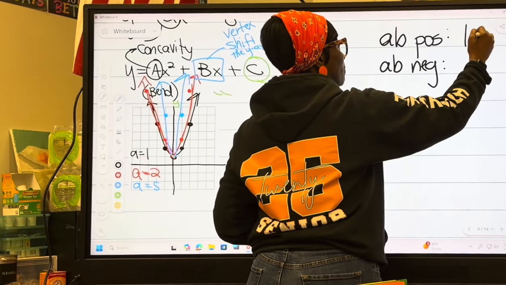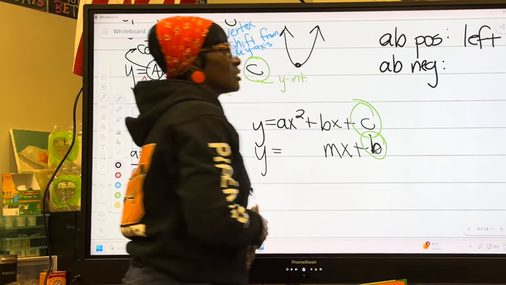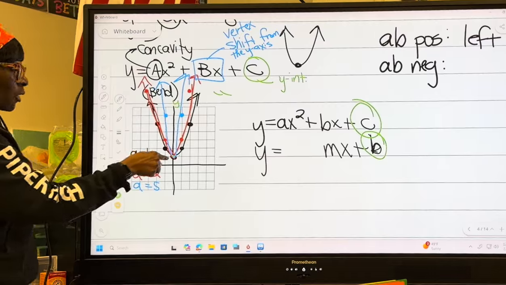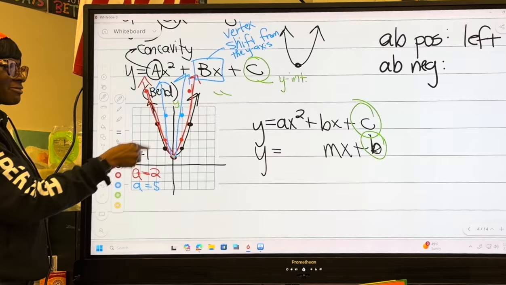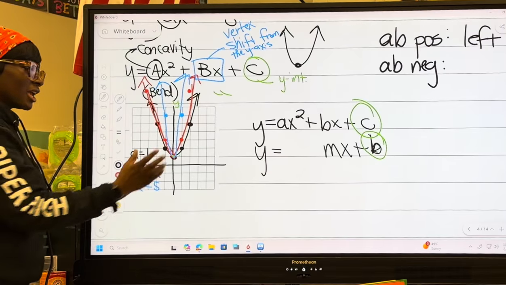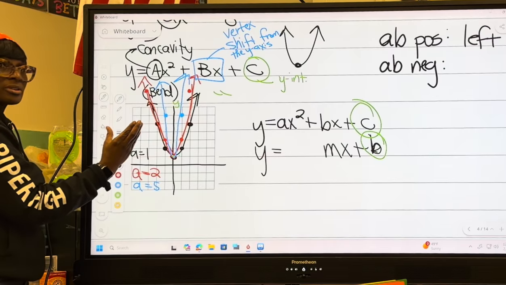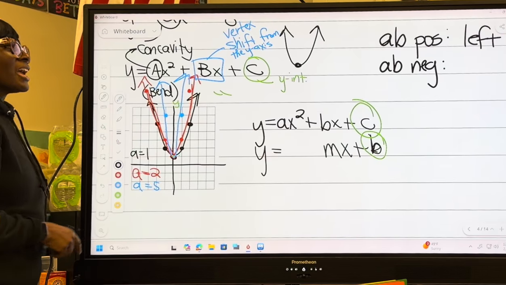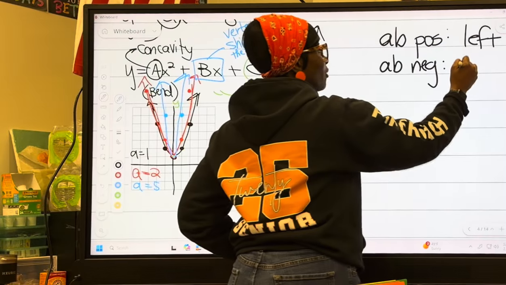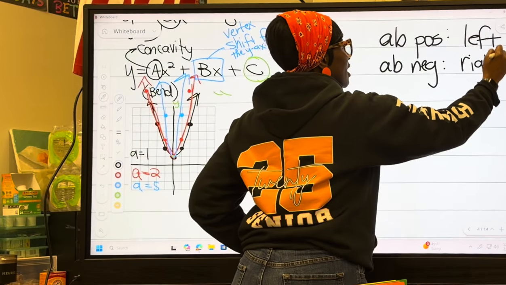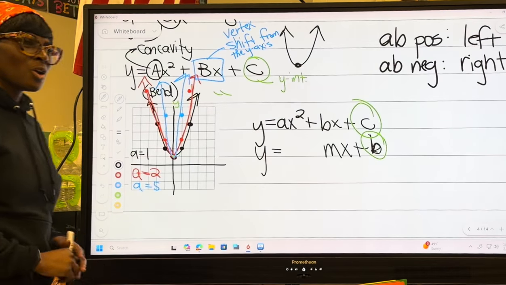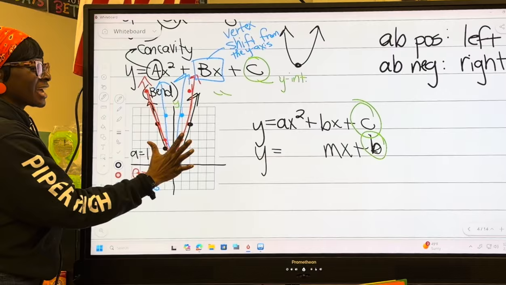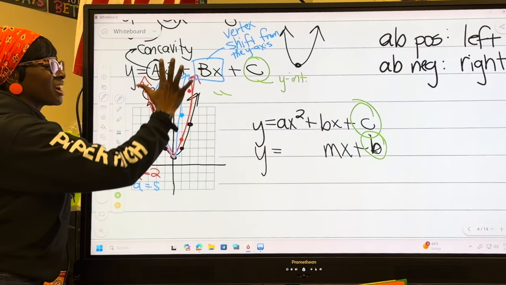If AB comes out to be positive, I will see this point right here, this vertex, somewhere on the left side of this y-axis. It means this whole thing shifted left. Are y'all with me? If my AB is negative, what does that mean? It means the whole thing shifted to the right. So when I look at my vertex, I should see my vertex to the right of the y-axis.